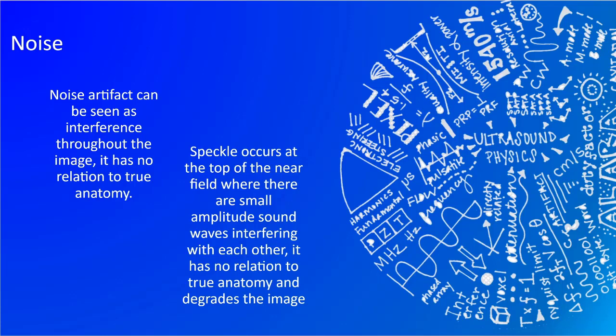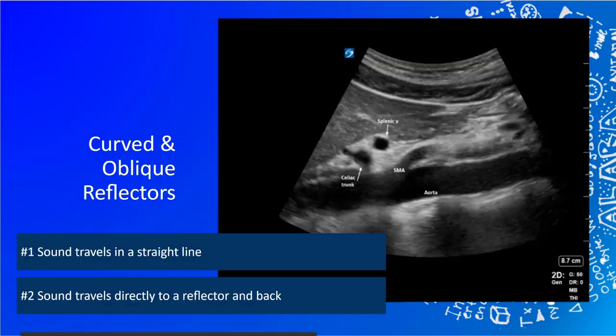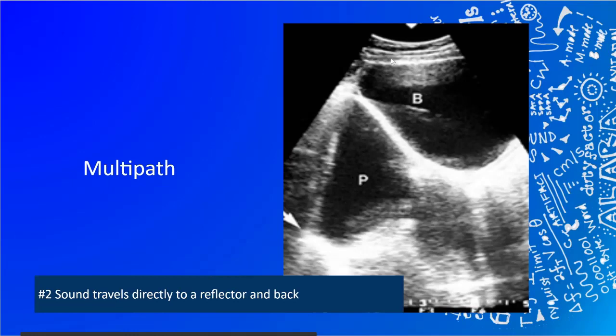Speckle is another type of artifact that occurs, and speckle is going to occur more at the top of the ultrasound image. And at the top of the ultrasound image, if you've ever noticed, you have these dark lines or bright white lines that don't really show anatomy. Let's see if I can get back to a picture here. Here we go. So this is speckle up at the top here.